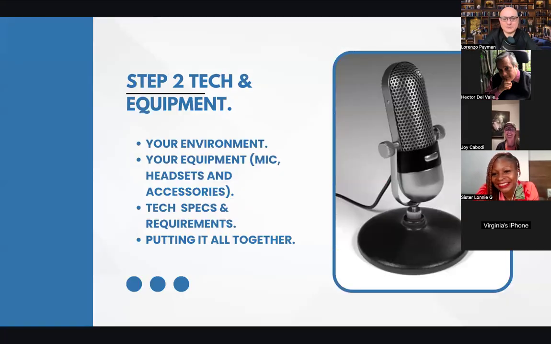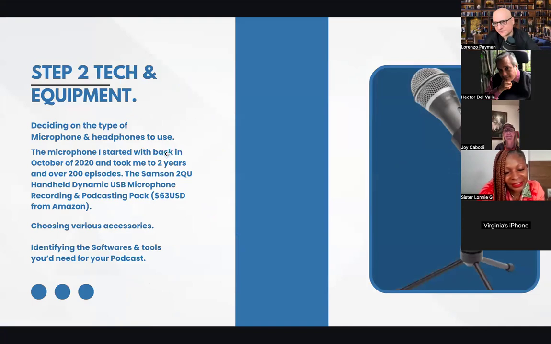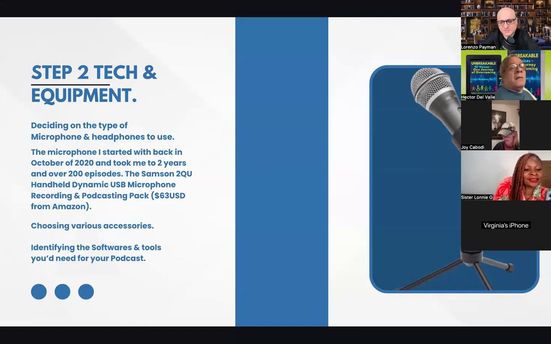All right. Now, let's take a look at the actual tech. We're going to be looking first at your environment, your equipment, accessories, and then the type and specs, requirements, and all of that together. So, the microphone you see on the right, that's the one that got me started. That's the Samson Q2U handheld dynamic USB. I bought it in March of 2020, almost 6 years ago. Wow, time just flies. I bought it on Amazon for $63 US. Now it's about 100 and some change because of inflation and whatnot. But that one is a beautiful starting microphone for a podcast.